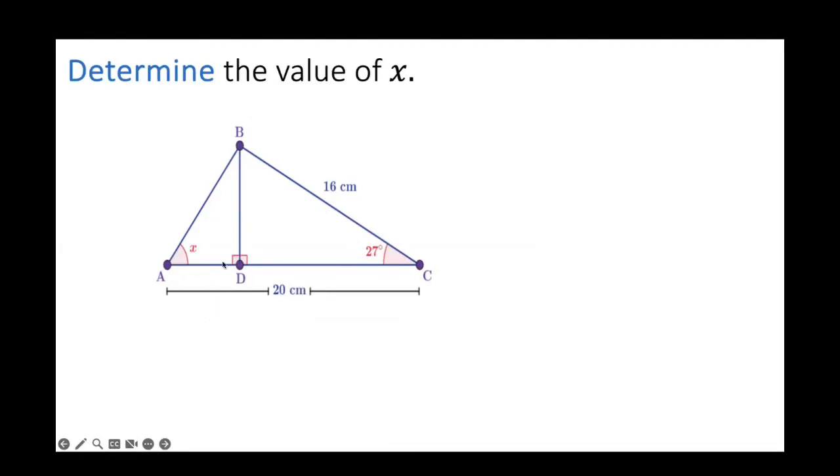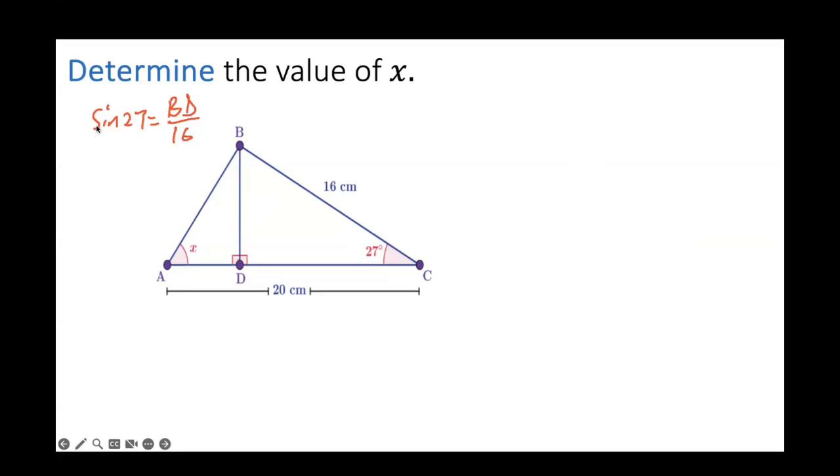So to find the value of x, we first have to determine BD and AD. To find BD, we can use the trig ratios. Since we have an angle and the hypotenuse given, the appropriate trig ratio to use in this case is sine. So sine of 27 is equal to opposite, which is BD, divided by the hypotenuse, which is 16. So we have to make BD the subject.